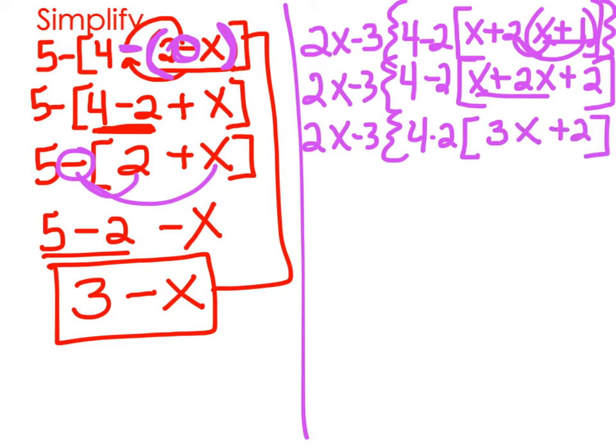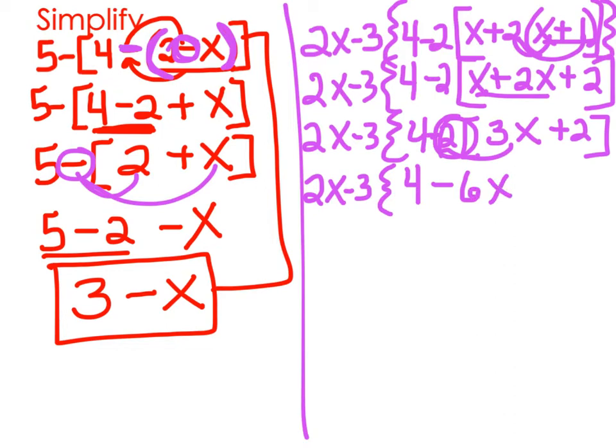Now I'm going to need to distribute this 2, and it's a minus 2, so make sure that you pay attention to that. We're taking negative 2, so I've got 2x minus 3, and then 4, and then negative 2 times 3x would be minus 6x, and negative 2 times 2 would be minus 4.